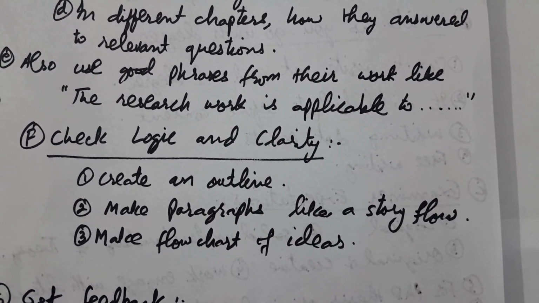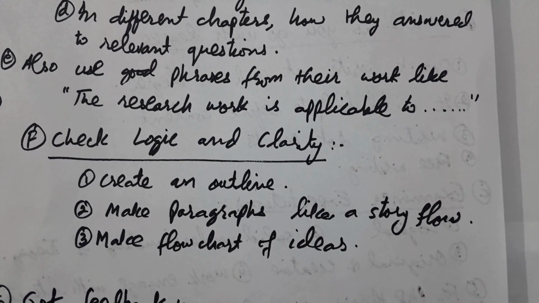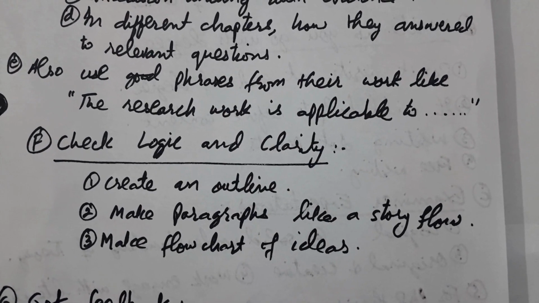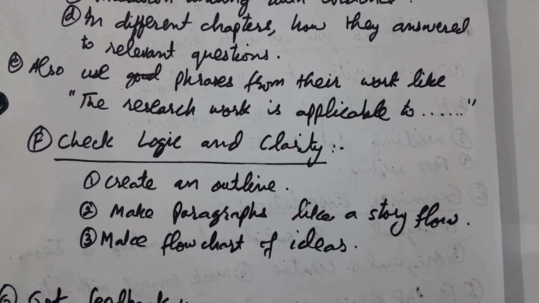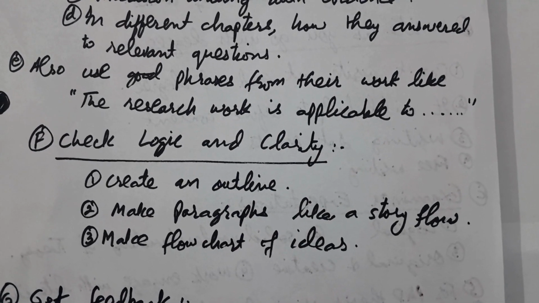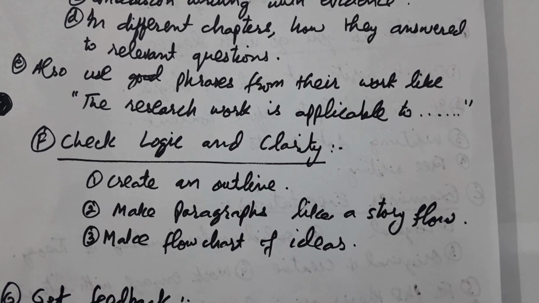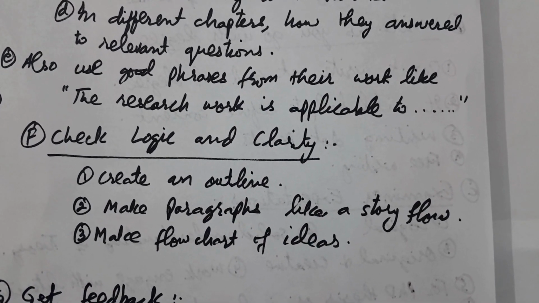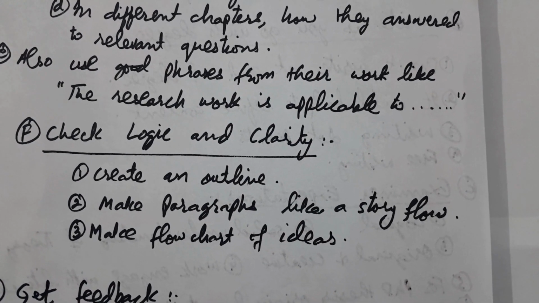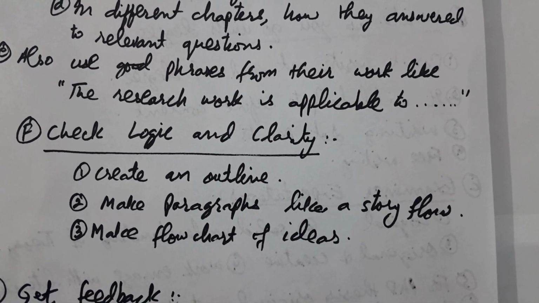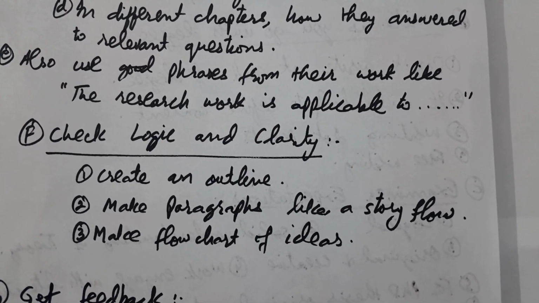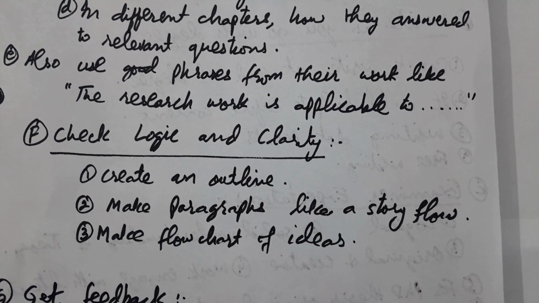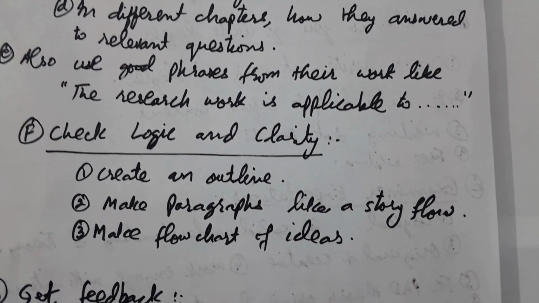Also make paragraphs like a story flow. For example, whenever we are going to write a story, the first paragraph was the introduction. Next, how the story is going within the paragraphs, and the middle paragraph reflecting the peak of the story. The last paragraph, the conclusion of the story. Just like that, the thesis should be in a flow. There should not be any flow missing. Make a flow chart of ideas. It will be helpful: where to start, where to end, and what are the middle steps.